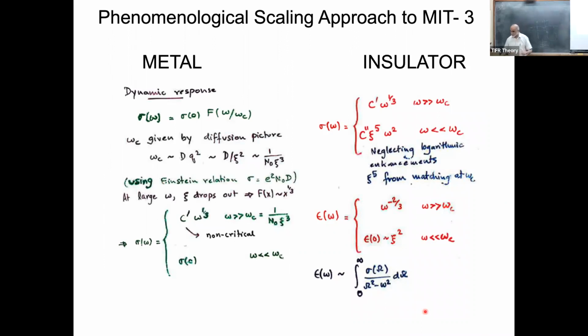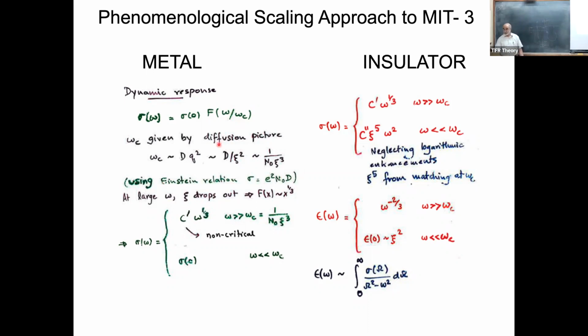So now I'm going to try and go to finite frequencies with this kind of approach. Let's start with this left-hand end. What about the conductivity at finite frequency? We would expect that it would look like the DC conductivity times some function of frequency divided by a characteristic frequency in the problem. We don't right now know what this characteristic frequency is going to be, but we are going to use diffusion ideas to try and understand it.